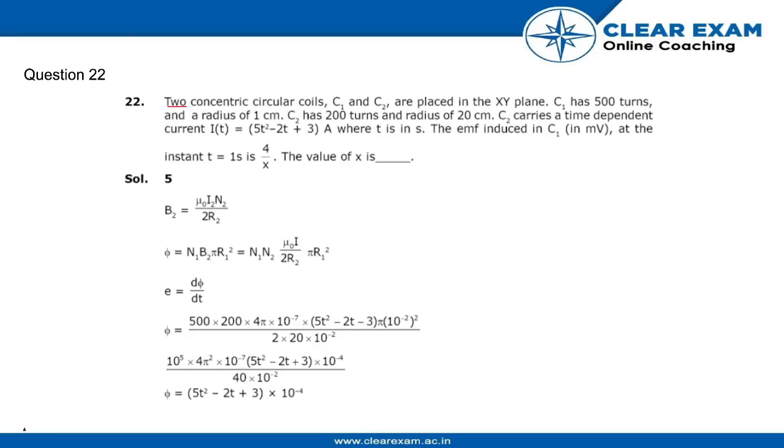Circular coil. Two concentric circular coils C1 and C2 are placed in the XY plane. C1 has 500 turns and a radius of 1 cm. C2 has 200 turns and radius of 20 cm.